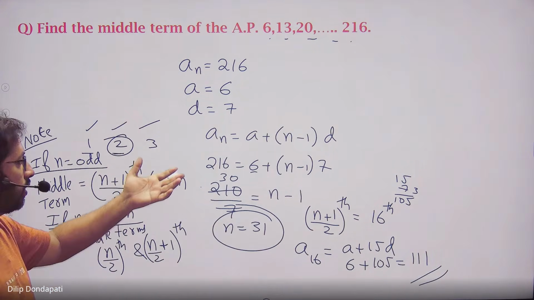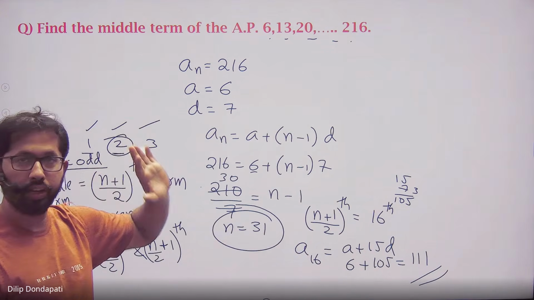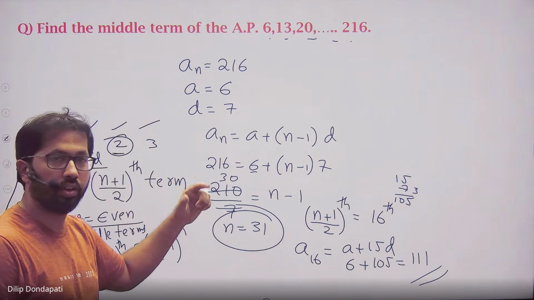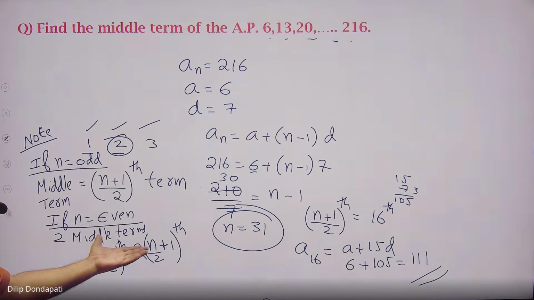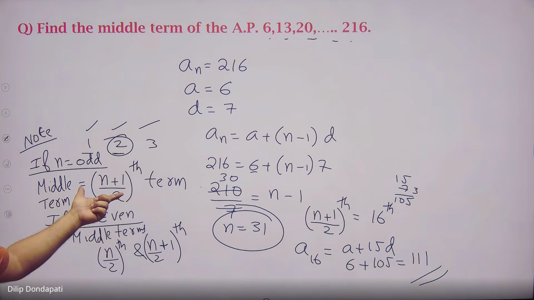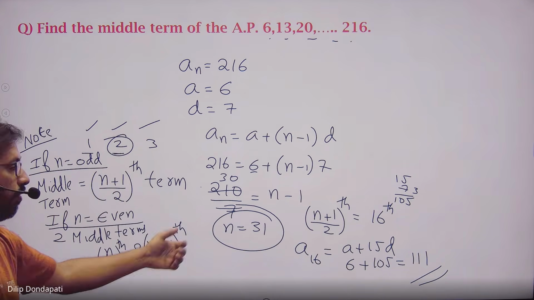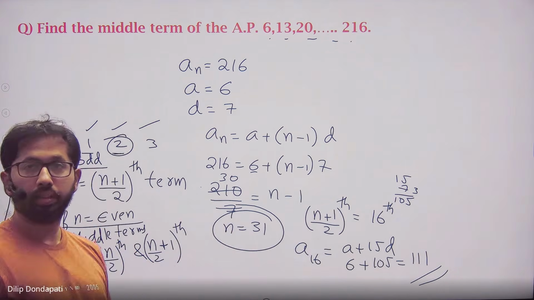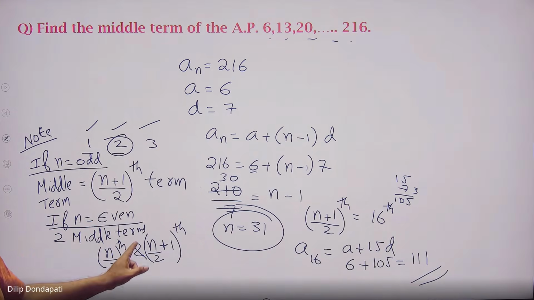मतलब आपको क्या कहे? First, always, middle term find करने समय n find करो and check whether n is even or odd. Even है तो दो middle term आएगा. Odd है तो only one middle term will be coming, (n plus 1) by 2. And even है तो दोनों का find करने का. Okay? Understood? Have you understood? Yeah.